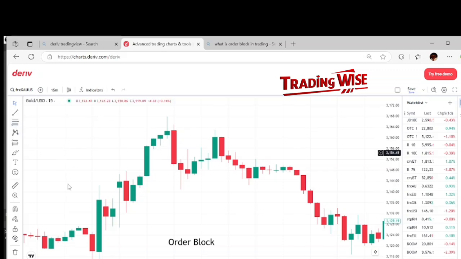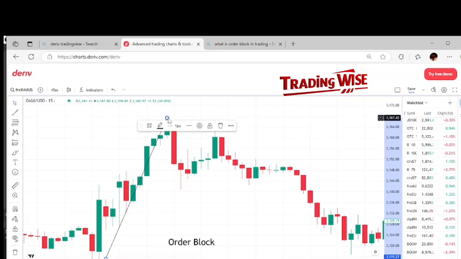So it could be a bullish trend like this, or a bearish trend, something like this. I'm going to explain each of them one after the other, starting from this bullish order block. Now if I draw this, you can see that we are on an uptrend. We are bullish in this market.